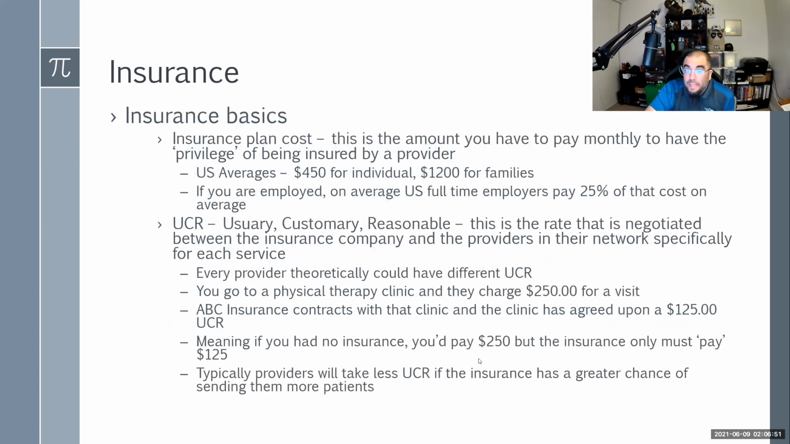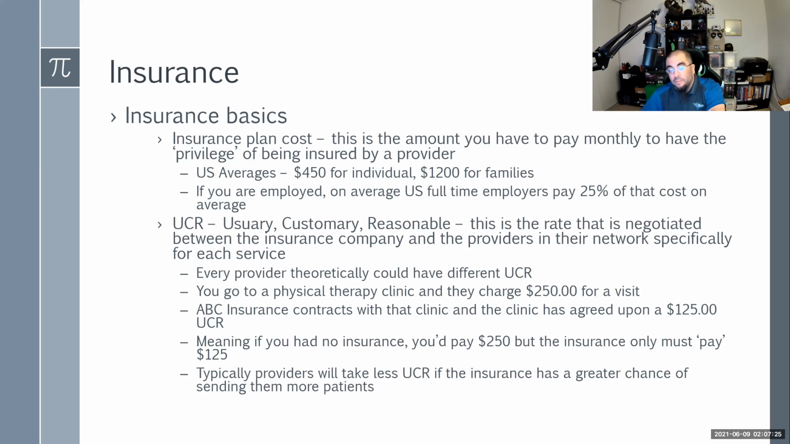So you have your insurance plan costs. This is the amount you have to pay monthly or yearly, depending on how you pay it, to have the privilege of being insured by a provider. And I'm going to talk many times as we go through this program about the privilege of having insurance, because in reality, it should be a right, but we're not going into that right now. In the United States, the average is $450 for an individual, $1,200 for families. If you're employed, the average full-time employer pays 25% of that cost.